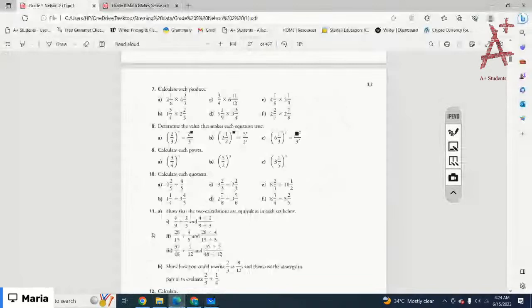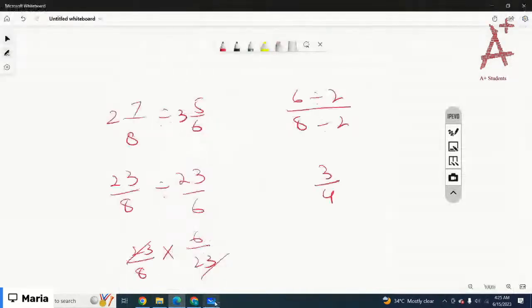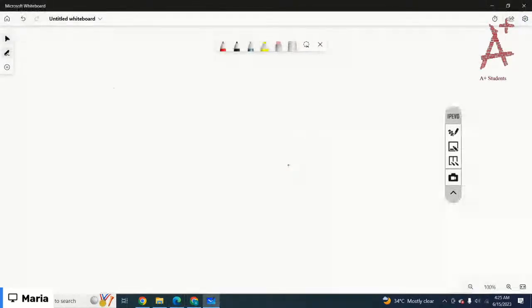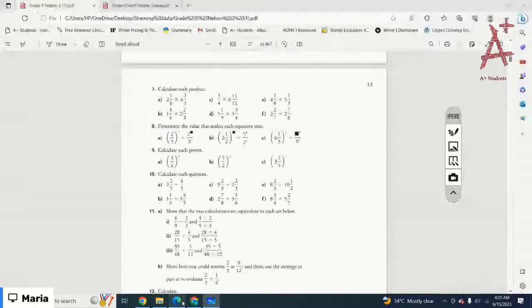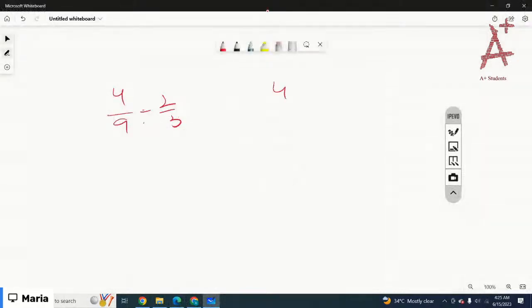Okay, let's just look at question number 11. Show that the two calculations are equivalent in each set below. The first one is 4 over 9 divided by 2 over 3. And the other one is 4 divided by 2 and 9 divided by 3.